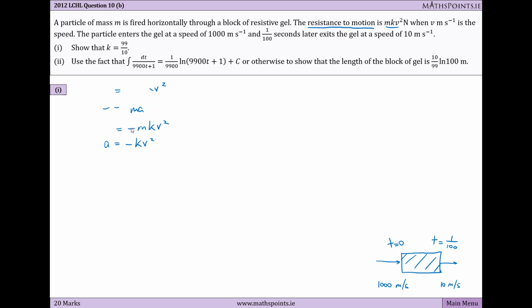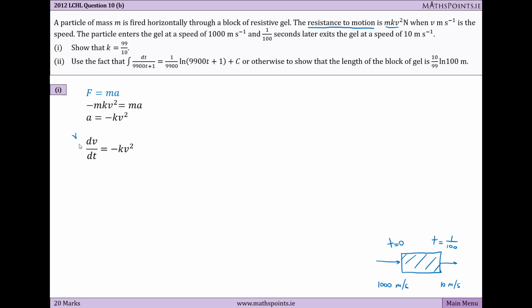So let's just run through that initial part quickly again. We know that F is equal to ma. The force in this question is only acting in the opposite direction to motion, so minus mkv squared is equal to ma. We're going to divide both sides by m to give us that the acceleration is minus kv squared. Because I have limits for time and velocity, I can change acceleration into dv dt. Remember that acceleration is the change in velocity over the change in time. So dv dt is equal to minus kv squared.